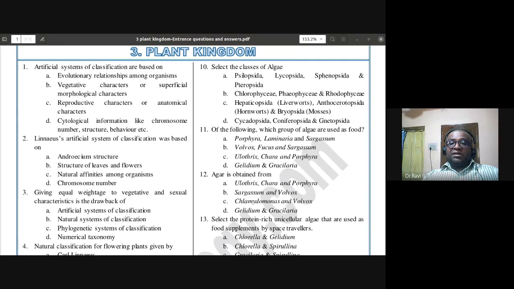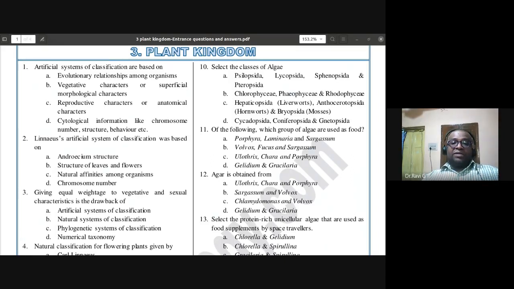So the classes of algae, it is very easy to say Chlorophyceae, Phaeophyceae, and Rhodophyceae. That is the answer. But what is this Psilopsida, Lycopsida, Spinopsida, and Pteropsida? It is a classification of pteridophyte. Hepaticopsida, Anthoceratopsida, and Bryopsida is the classification of bryophytes. Cycadopsida, Coniferopsida, and Gnetopsida, it is the classification of gymnosperms.